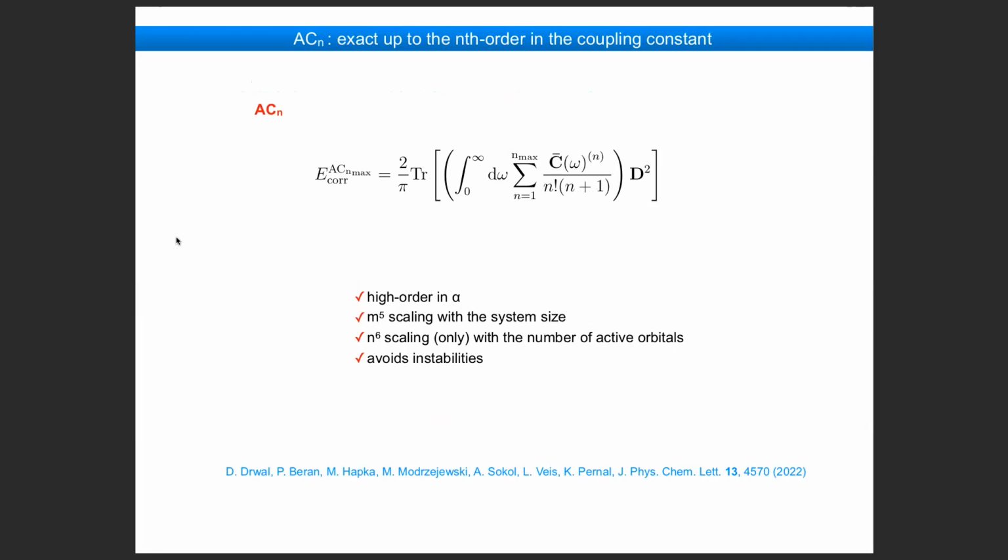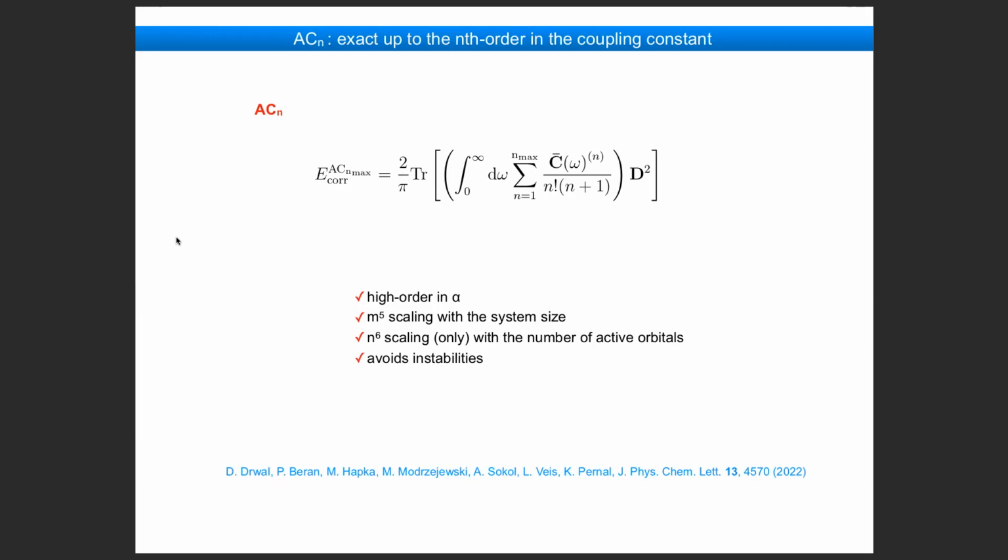We have only n to the 6 scaling with the number of active orbitals, which, compared to PT methods, is very good, right? Because in PT2 you have higher scaling with the number of active orbitals, because you need higher than second-order density matrices. Here we only need 1 and 2 electron density matrices, so we keep scaling at the 6th power with the number of active orbitals, which allows us to treat very large active spaces.